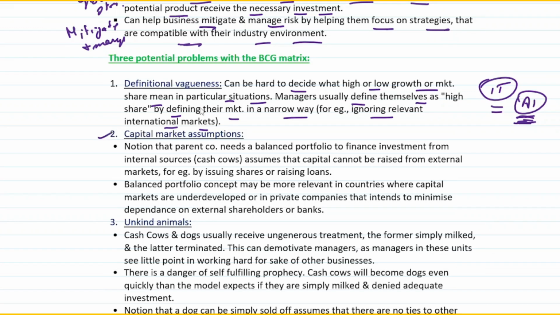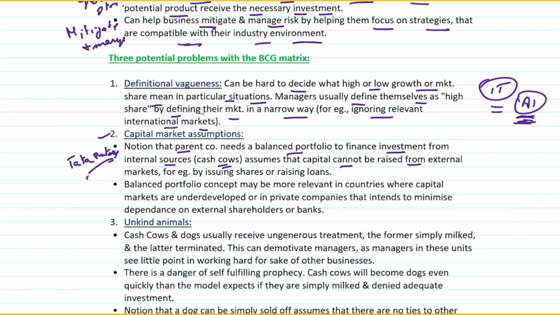Then the second one is the capital market assumptions. There are two points in this. First of all, there is an assumption that the parent company, the main company, for example the Tata Group as a whole, needs a balanced portfolio to finance investment from internal sources. How do you finance investment from internal sources? Basically through your cash cows. Example I spoke about: if you need funds for a particular business, I talk about Nestle. Or if I talk about the Tata Group, say Tata Motors. I assume that Tata Motors is basically a cash cow, generating a lot of revenue.